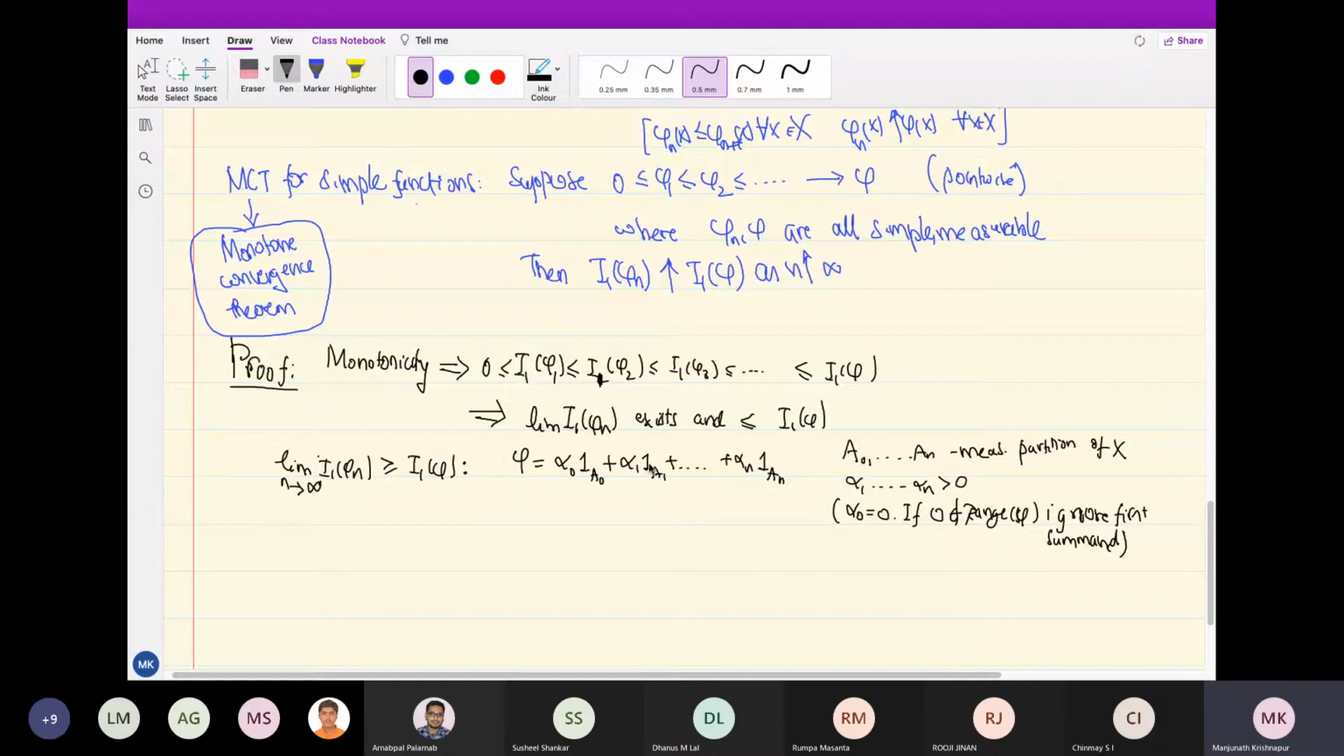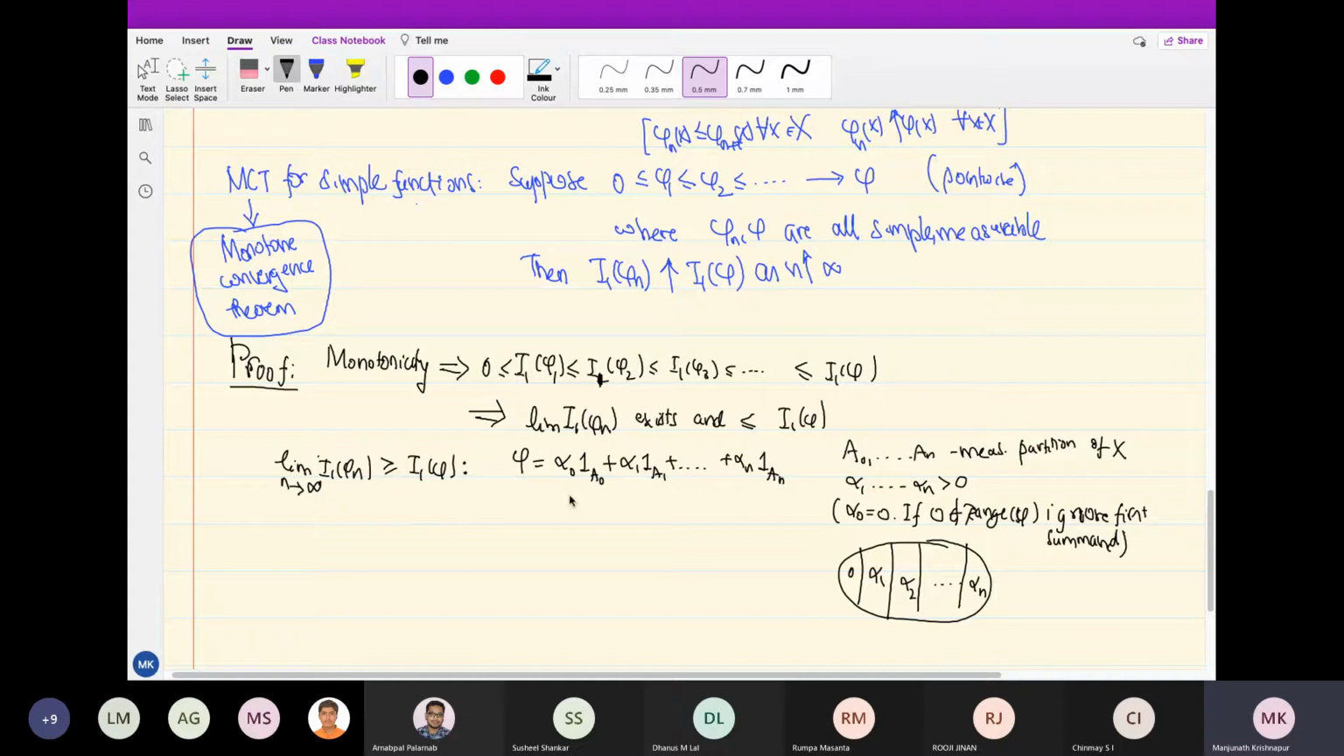So alpha 1 up to alpha n are strictly positive. A k is exactly where phi is alpha k, right? So this means that this is a measurable partition. Maybe there is a part where it is 0, but this is where it is alpha 1, this is where it is alpha 2, and so on, alpha n. So here is where it is 0. Maybe that's an empty part, but we don't care.